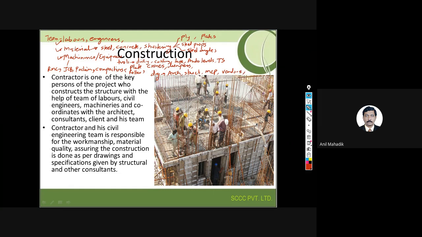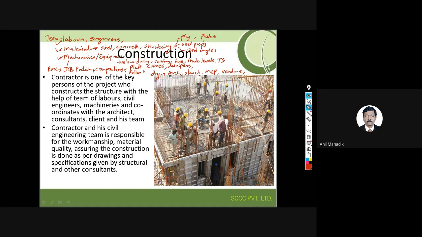Apart from this civil work, there may be some other work also, which is required in construction. There may be solar panel systems. Okay, so all these drawings are required for construction. So generally, this is the team and the resources which are required for the construction.